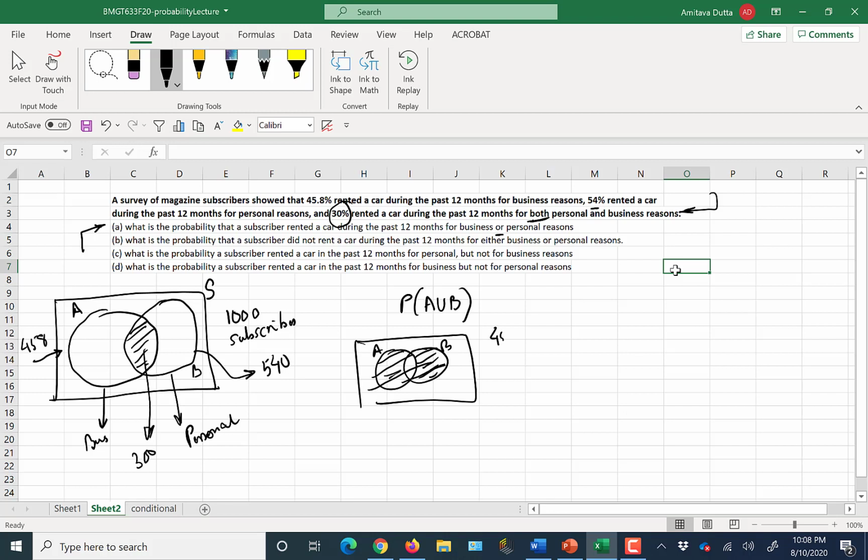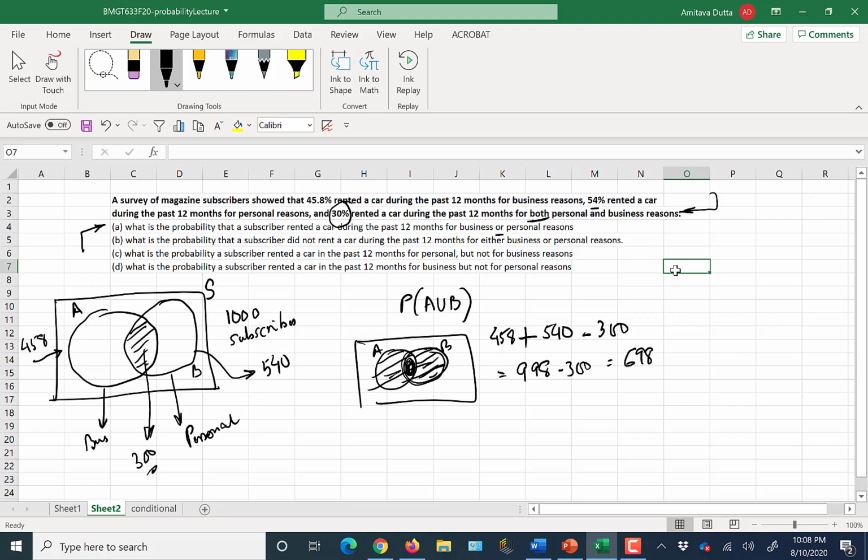I have 458, which is the number of subscribers in circle A. I have 540, which is the number of subscribers in circle B. But if I simply add these two, I have double counted the middle. Do you see? This portion has been double counted if I simply leave it at this. So I need to take out the middle portion. So the middle portion is 300. So that leaves me with 998. 998 minus 300 is equal to 698 subscribers.